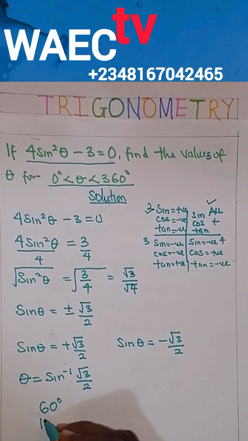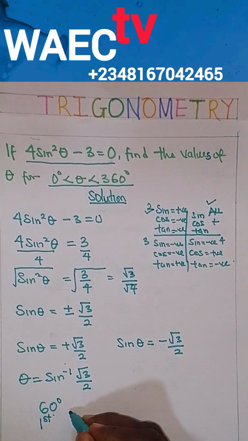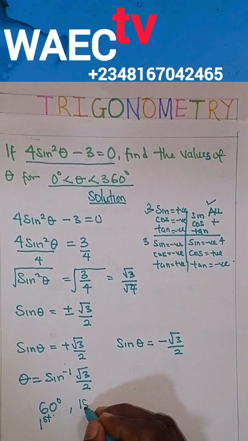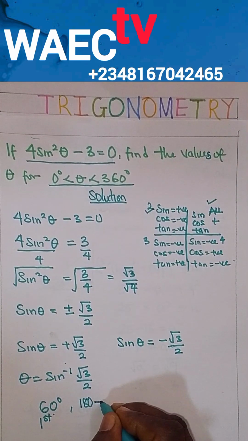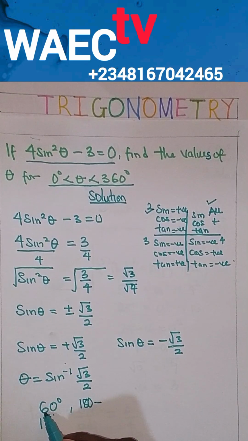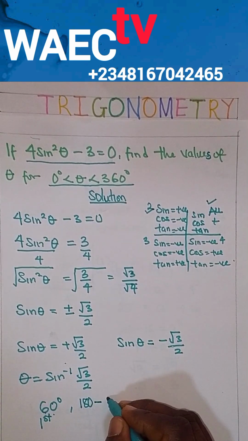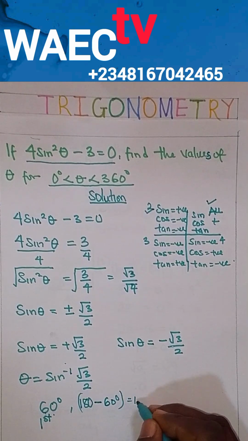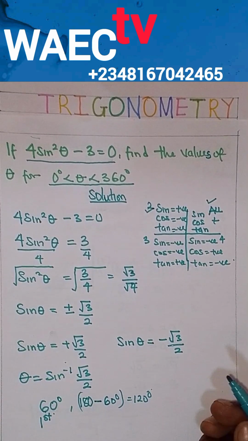Now 60 degrees is in the first quadrant. How do we get the angle in the second quadrant? We simply do 180 degrees minus the value of the angle we have in the first quadrant, which is 180 minus 60 degrees, and that gives us 120 degrees.